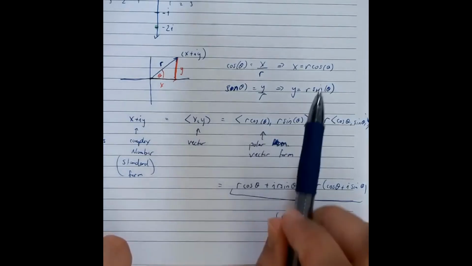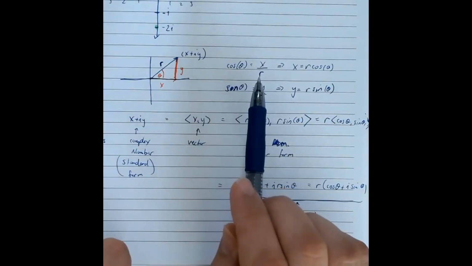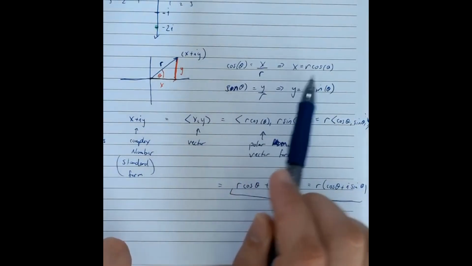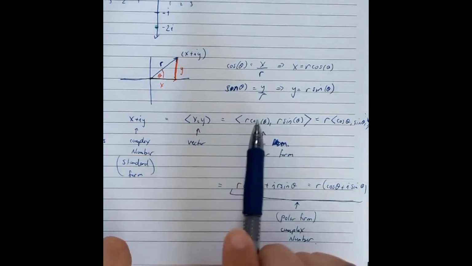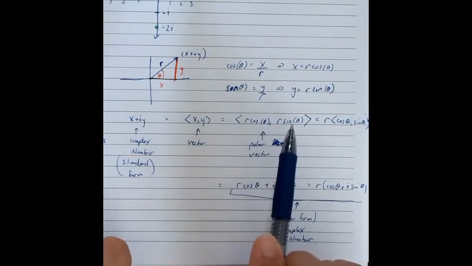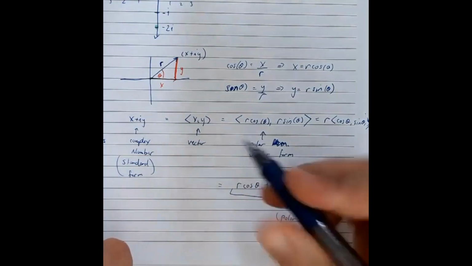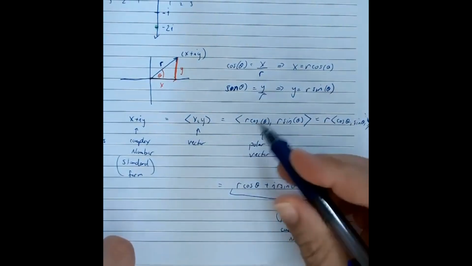Here we can write that vector using this substitution, because after all, if cosine of theta is equal to x over r, then x can be replaced with r cosine of theta. So that x gets replaced with that r cosine of theta. Y gets replaced by r sine of theta. So we can write this in the polar vector form. And again, either of these would be acceptable for that.